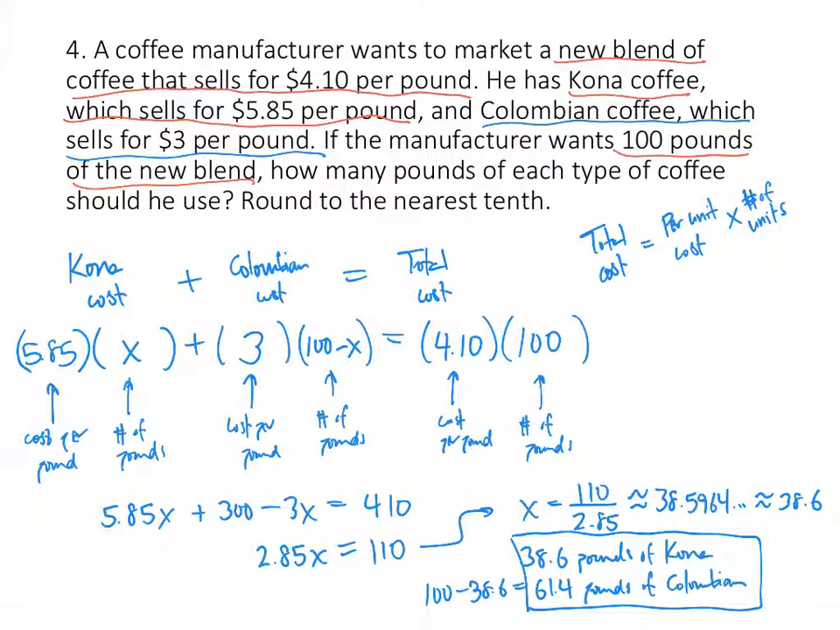So the really clever step here was realizing that if there were x pounds of Kona coffee, then there were 100 minus x pounds of Colombian coffee. And that's the kind of thinking you have to do sometimes with these problems. So pay attention closely to that step and how it helped us.